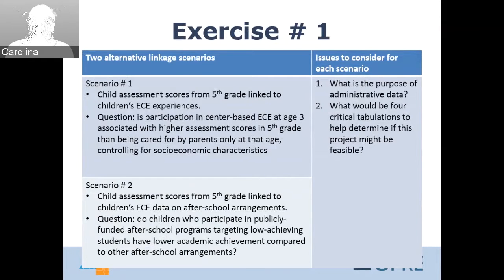In the second scenario, you also have administrative data on test scores in 5th grade, and you link that administrative data file to children's ECE experiences in after-school arrangements. This happens at the same time. There's no time gap between the two measures, but it's about after-school arrangements. The research question is, do children who participate in publicly funded after-school programs targeting low-achieving students have lower academic achievement compared to other after-school arrangements?